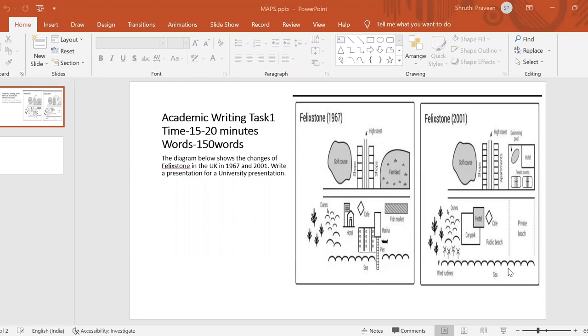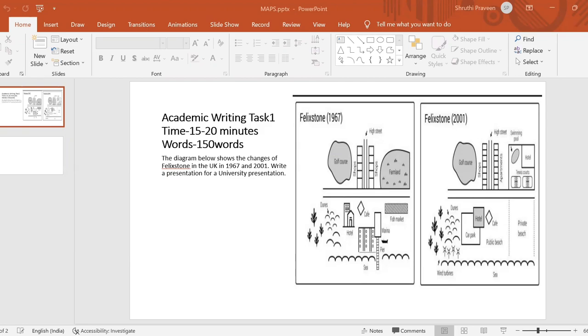Writing task 1, as you know, is 15 to 20 minutes, with a word count of 150 words. You are given two maps of Felixstone in two different time periods. Some of the words that you should use are constructed, erected, renovated, removed, knocked down, or demolished. If the facilities are added, you can say expanded, extended.